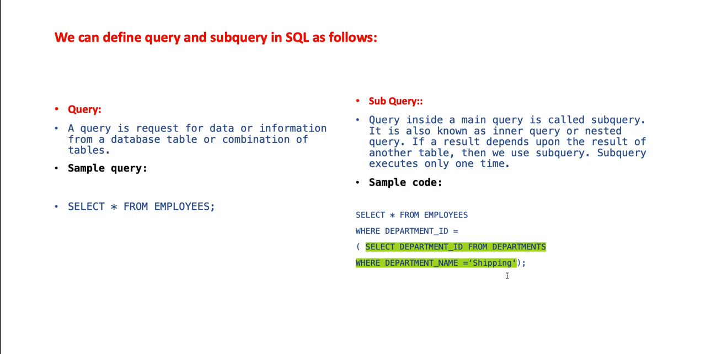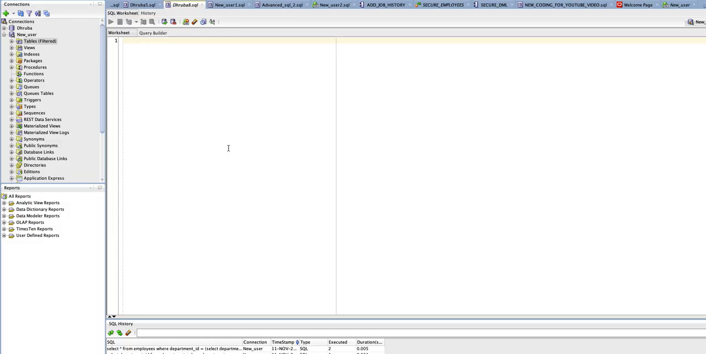To explain further, we have to go through the Oracle Developer window and run these two sets of code. This is the Oracle Developer window where we are going to test our query and subquery. First of all, I am going to write a query, run the code, and observe its result. After that I am going to write another query, the subquery, and run the code.